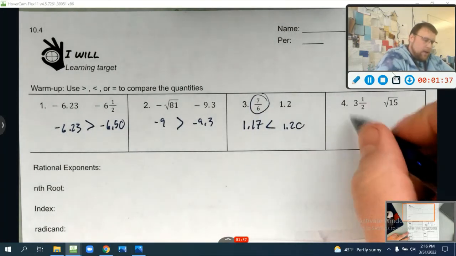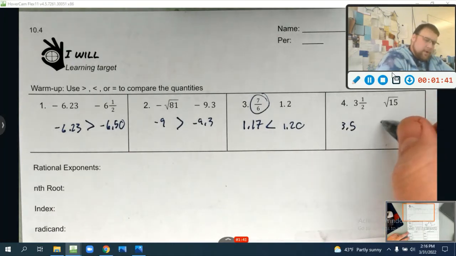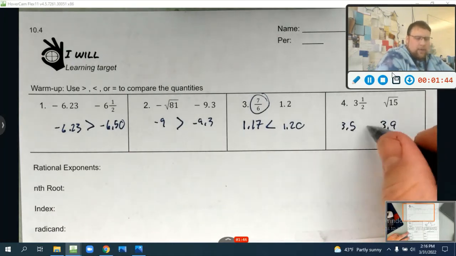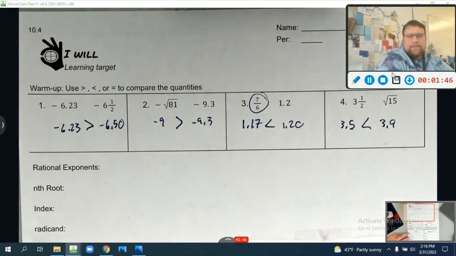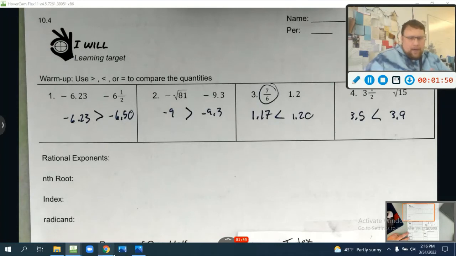And then right here, again, as a decimal, this is 3.5. The square root of 15 is approximately 3.9. 3.5 is less than 3.9. Okay? All right, let's go look at vocab.